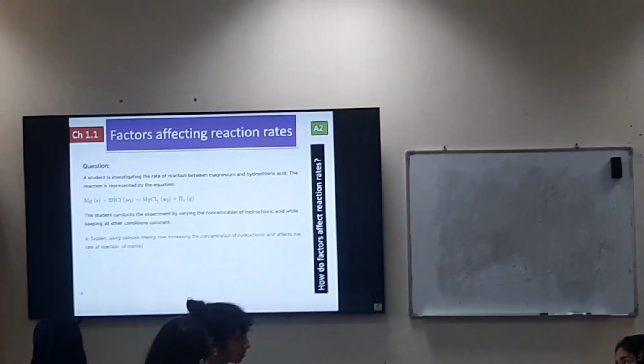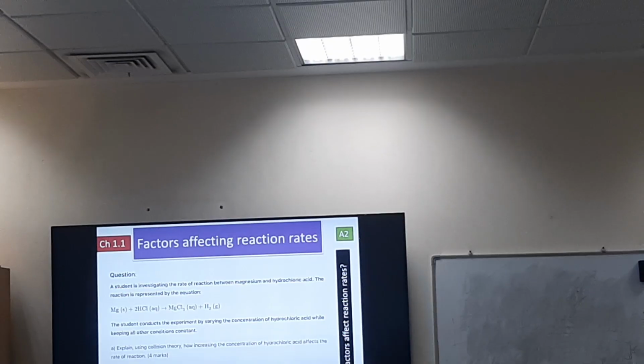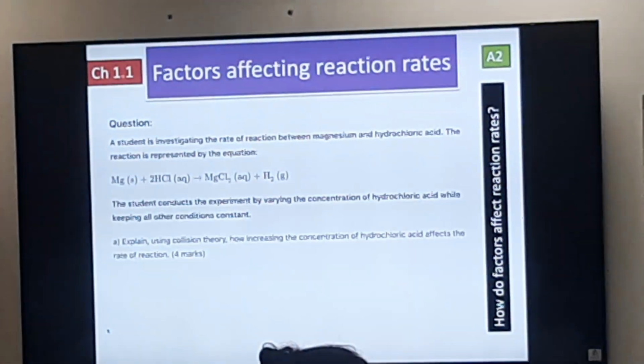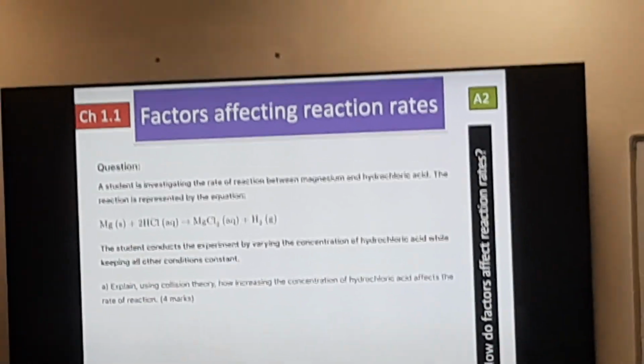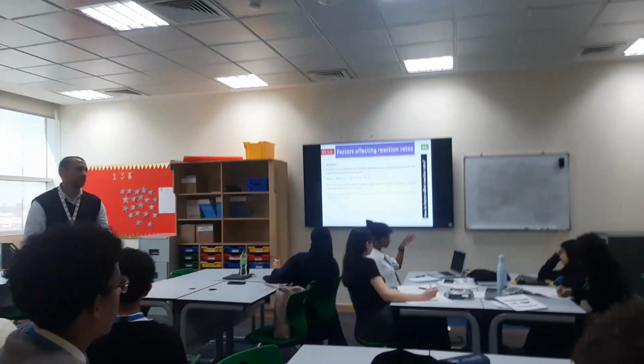I want you to answer this question in your exercise book. How can magnesium and hydrochloric acid react together to form magnesium chloride and hydrogen? Explain this using the collision theory. Pay attention, this question is out of 4. You need to mention 4 points in your answer.